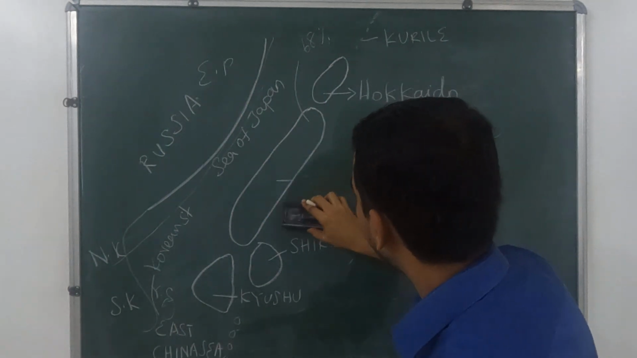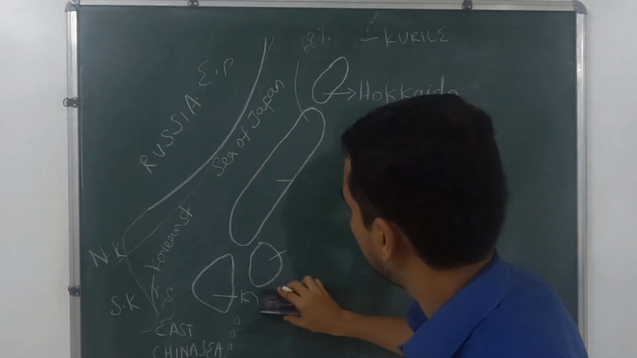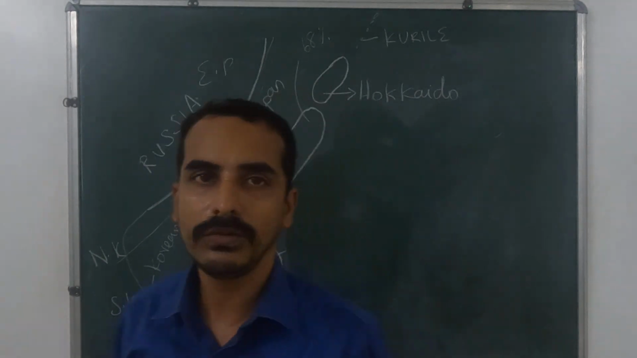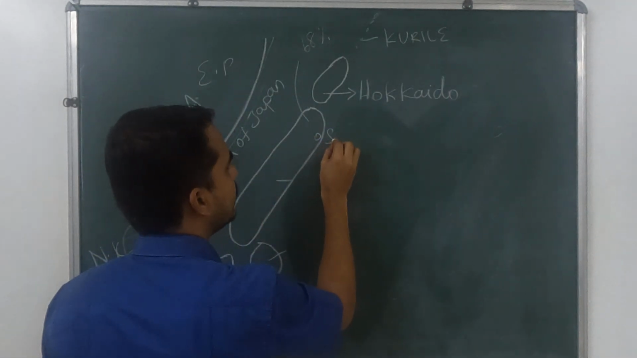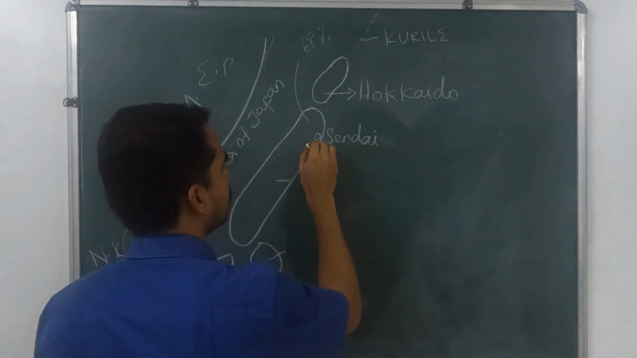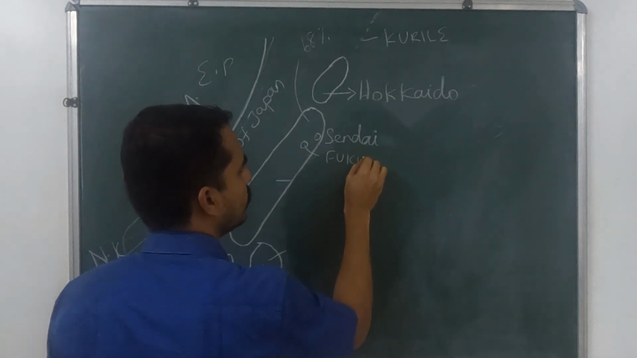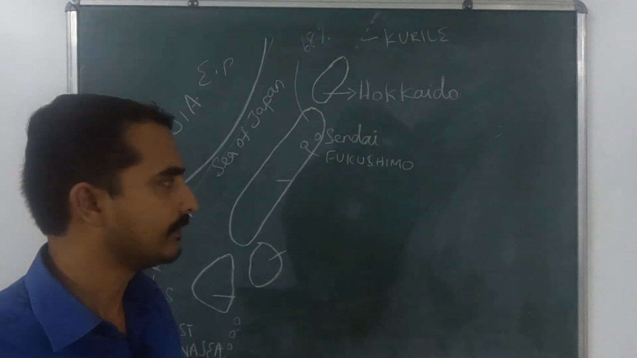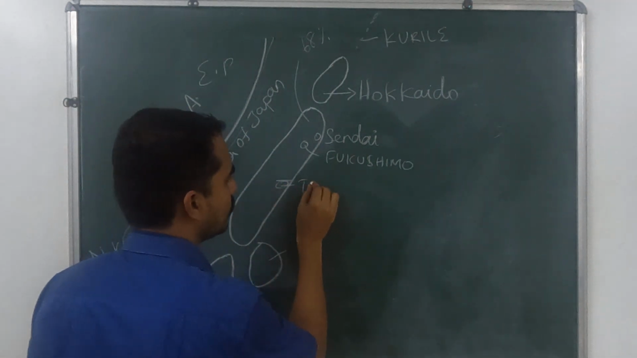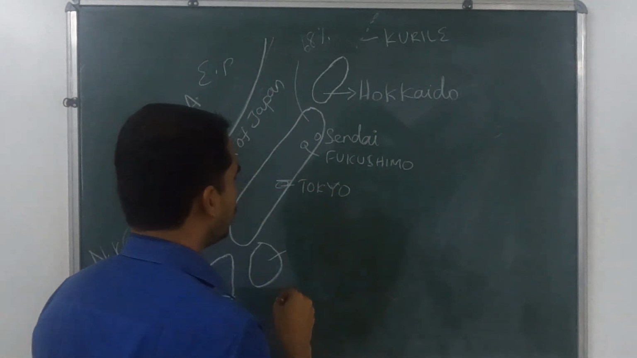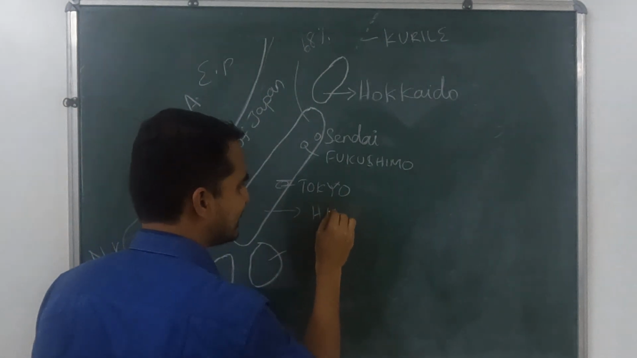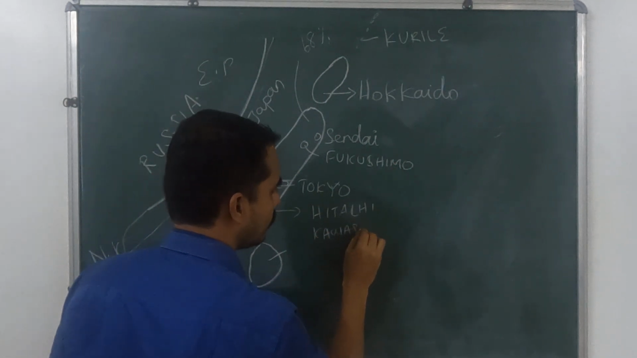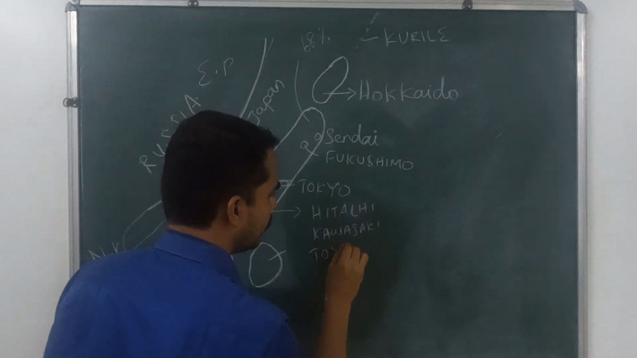The important major cities are located in Honshu island only. A few important cities: one is here, Sendai city. We know the Sendai framework, and the Fukushima nuclear power accident in 2011 occurred due to a tsunami. Then Tokyo, the capital, is located in Honshu island only. And then the important cities like Hitachi, Kawasaki, Toyota are located here only.